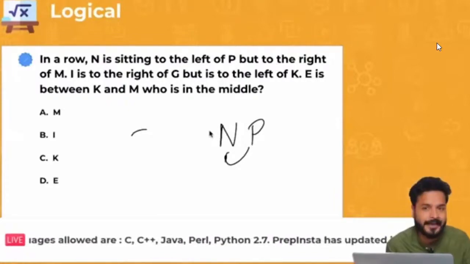So that to the right of M there is N. Okay, so the first line we have already plotted. This is one of the very basic questions just to give you a fair idea, right? Again, I is to the right of G, but is to the left of K. We have drawn these two statements, but there is no connector, right?